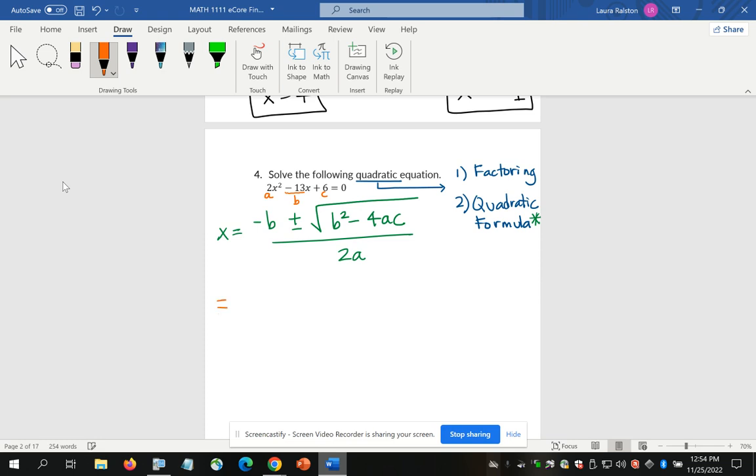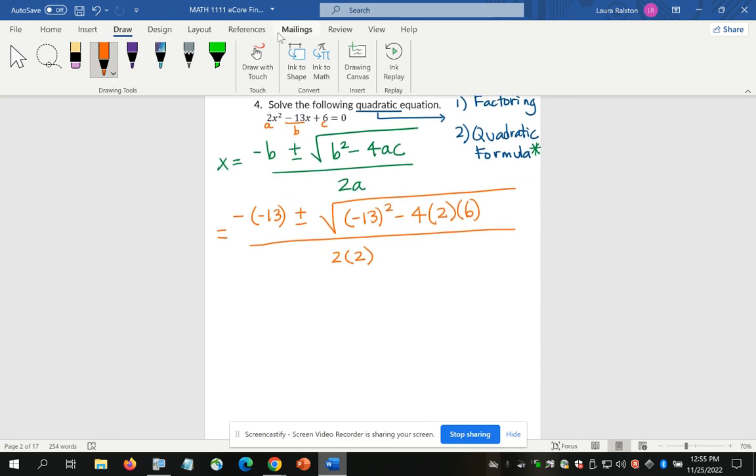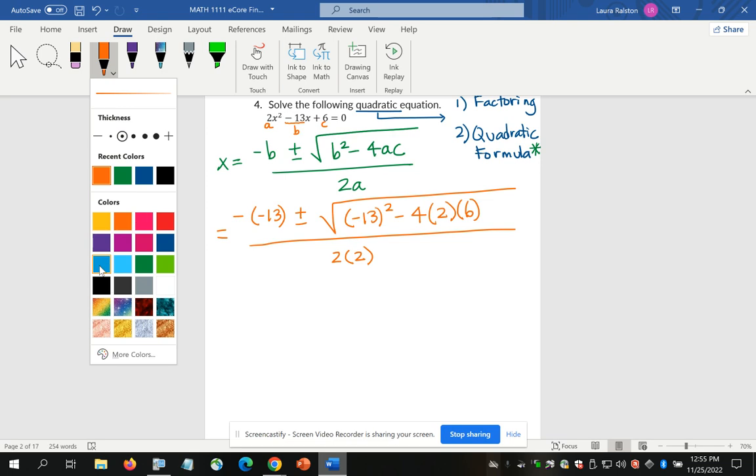So if I plug into the quadratic formula, I would have the opposite of B, which is negative 13, plus or minus the square root of negative 13 squared minus 4 times 2 times 6, all over 2 times a, which is 2. So I've done the substitution, and again, I'm writing it out every step. Then I'm going to go back and do the calculations.